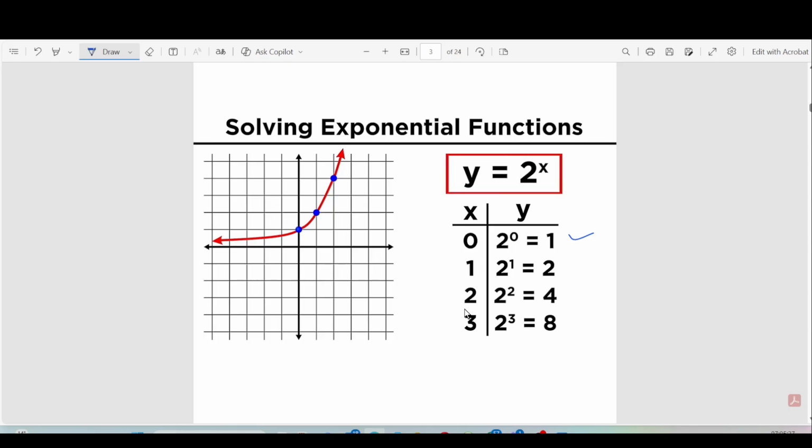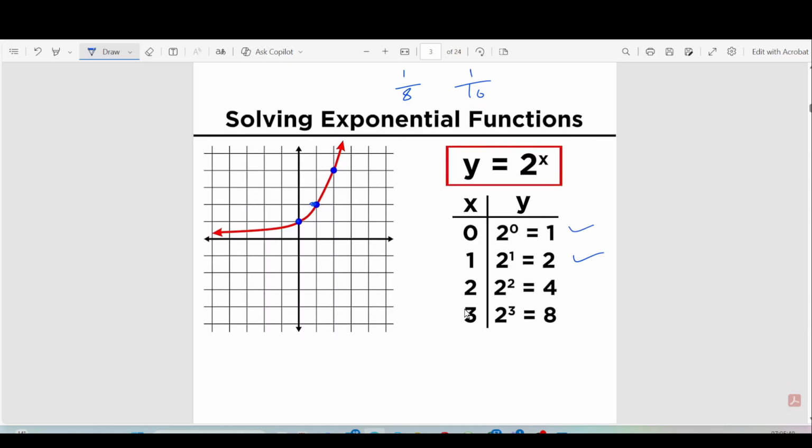Then if we put 1, we get 2, which is this point. If we put 2, we get 4, which is this point. So the graph goes like this. And if we put negative values, it goes very close to the x-axis, but it does not meet it. You will get 1 over 16, 1 over 8, values which are less than 1, but it will not approach 0.